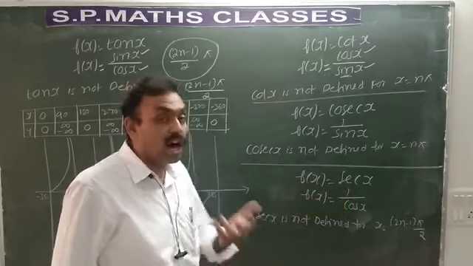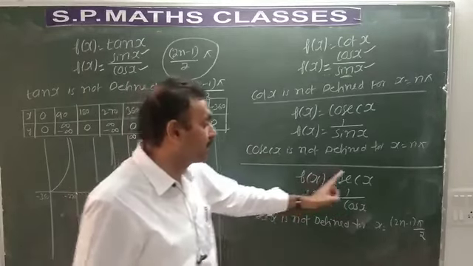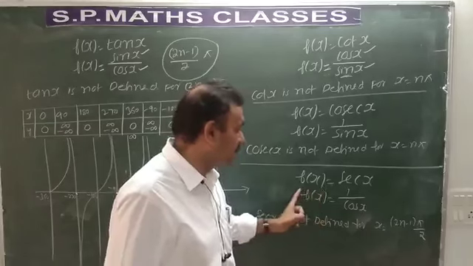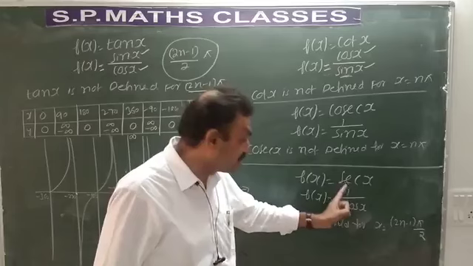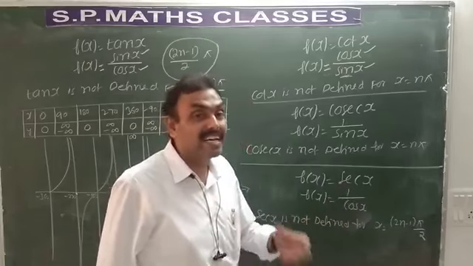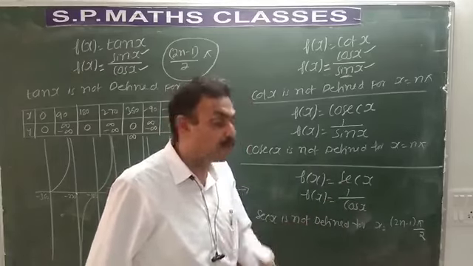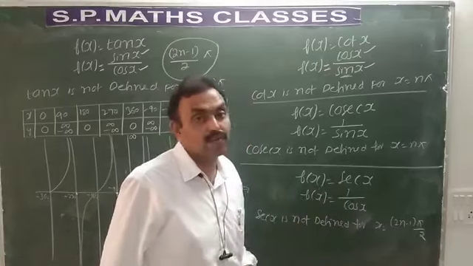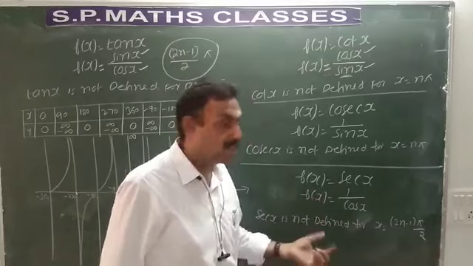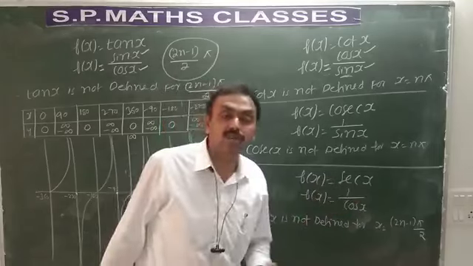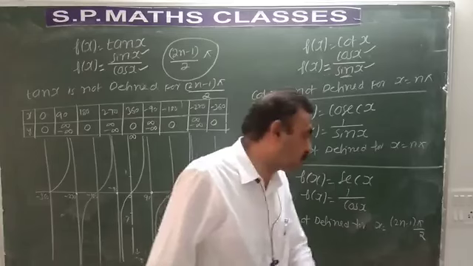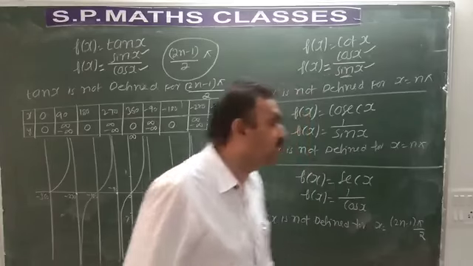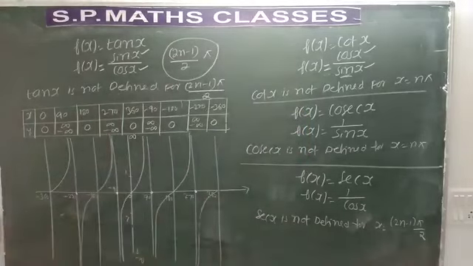So f of x is equal to secant x. How to conclude? How to arrive at the answer? f of x is equal to secant x, which is f of x equal to 1 by cos x. 1 is a constant function which is continuous. Cos x is a trigonometric function, and we have proved it is continuous. The quotient of two continuous functions is continuous. Conclude that f of x is equal to secant x is continuous for all values except x equal to (2n minus 1) into pi by 2. I think you have understood how to write the answer.